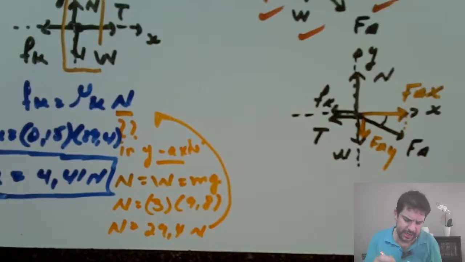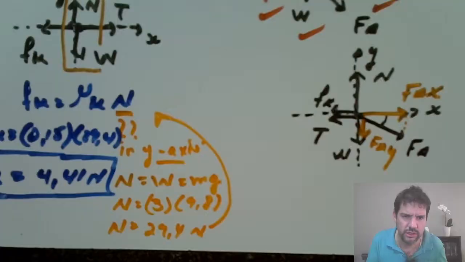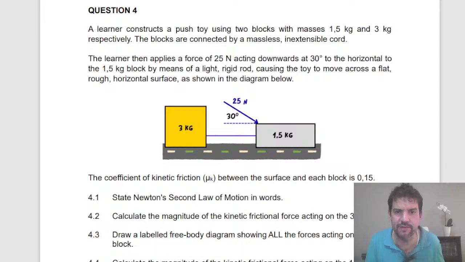Now, we need to calculate friction eventually. The question asks us to, and let me just go here quickly to see what is the next question. Draw the free body diagram. We cannot see the last part of the bottom question. 4.4, calculate the magnitude of the kinetic friction, and then calculate the magnitude of the tension. So let's calculate the magnitude of the kinetic friction for that block of 1.5 kilograms.